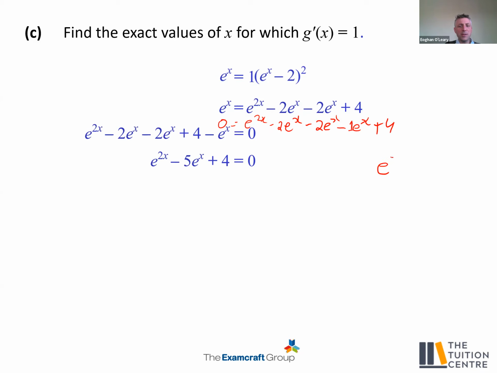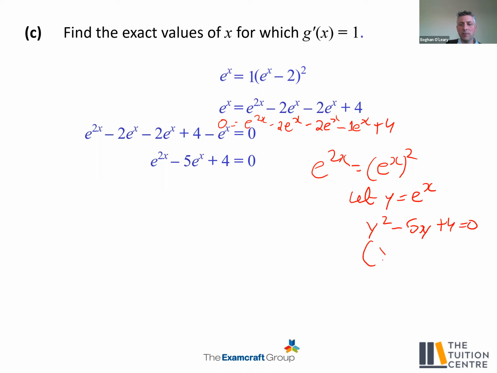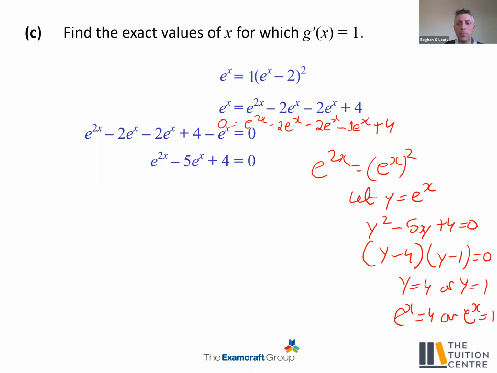And again, it'd be easier maybe to think about the e to the power of 2x as e to the power of x, all squared, because I could then say, let y equals e to the power of x, and then you're going to have y squared minus 5y plus 4 equals 0. I'm going to have y minus 4 times y minus 1 equals 0, y equals 4 or y equals 1. So in this case, I'd be saying, well, e to the power of x equals 4 or e to the power of x equals 1.